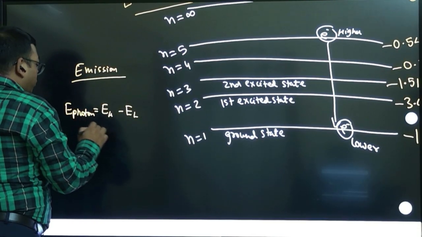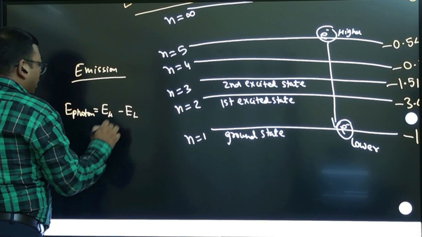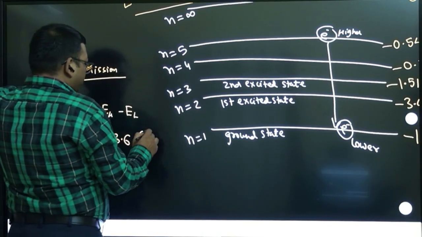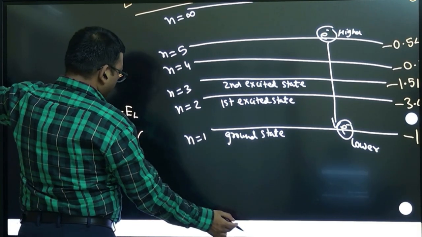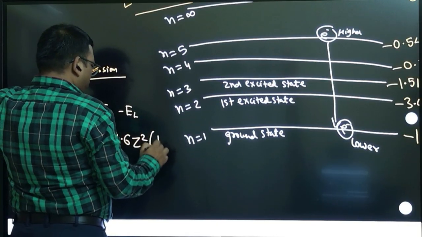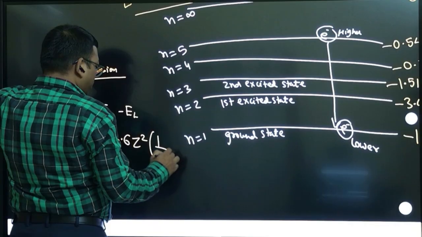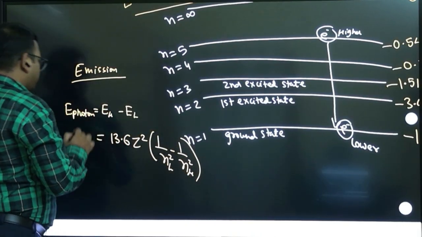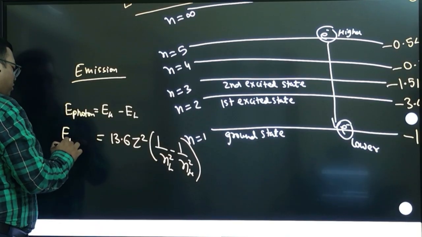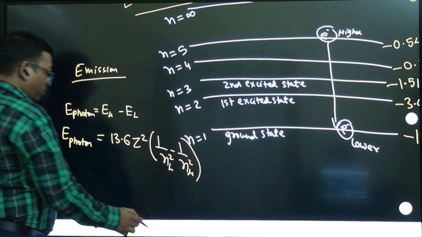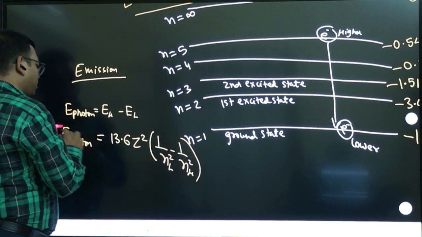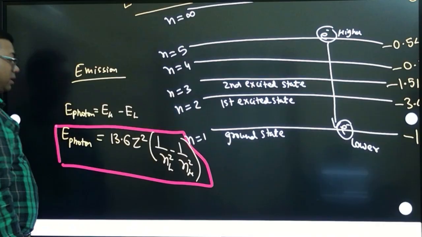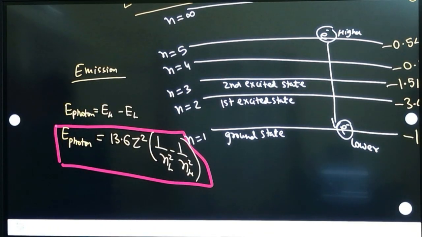So the energy of the photon we can calculate by taking 13.6 common, in electron volt, Z square will come out, times 1 by n lower square minus 1 by n higher square. This will come. Okay, and this is the energy of the photon. Using this formula, we can calculate the photon energy, or we can calculate the wavelength, or whatever we want. That formula we should know.